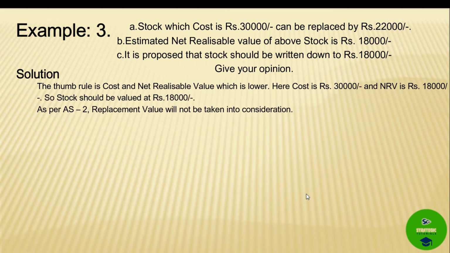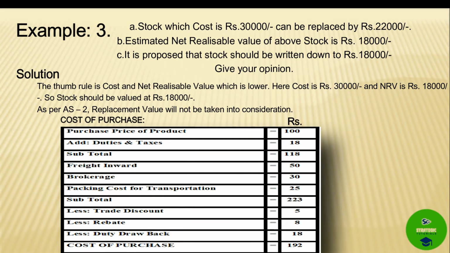Give your opinion. So your opinion, the thumb rule is cost and net realizable value, whichever is lower. Here cost is 30,000 and NRV is 18,000. NRV means net realizable value. 18,000, so stock should be valued at rupees 18,000 only. Now I am coming to another parameter, replacement value, which will not be taken into consideration. It is as per AS 2.